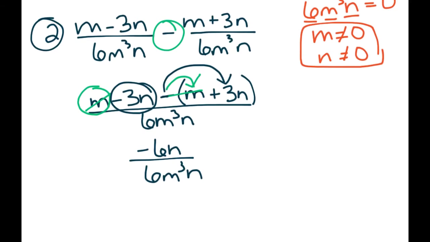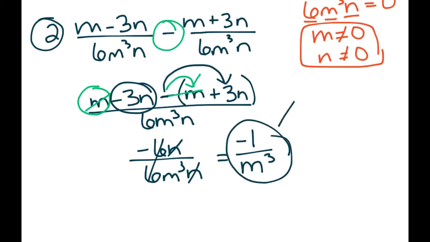Now, step 5 is look to see if you can simplify anything. Well, we can. Negative 6 divided by 6 is a negative 1, and n will cancel with the n, so it is left over m cubed. Okay, so this is my simplified answer, and these are my restrictions. So that had more of the 5 steps in it completed.